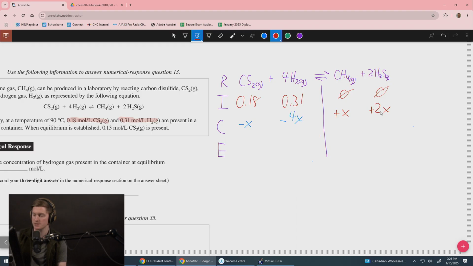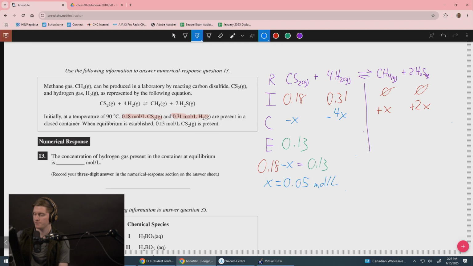When equilibrium is established, we have, I'll use green here, 0.13 mole per liter of carbon disulfide. That means that 0.18 minus x gave us 0.13, which tells us that x has a value of 0.05.